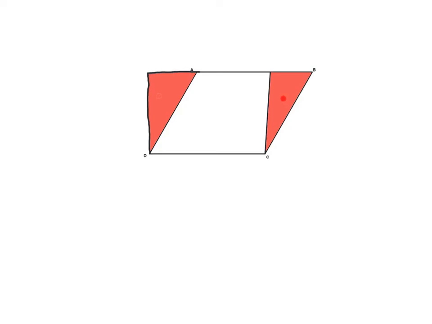So I've moved this part of the shape over to this part of the shape here. Now what I'm going to do is to remove this, and we're left with a rectangle.